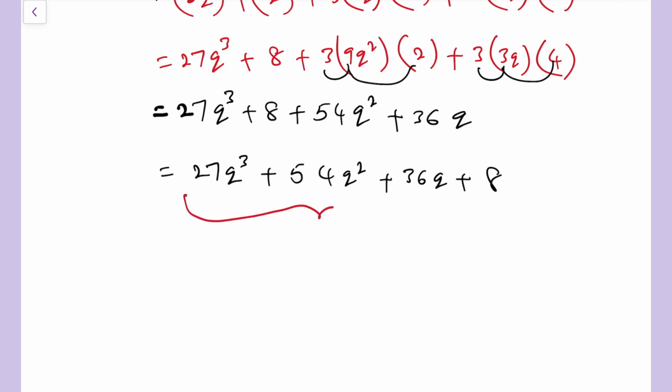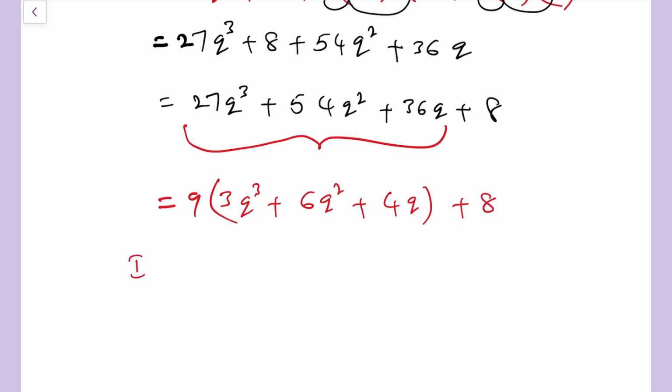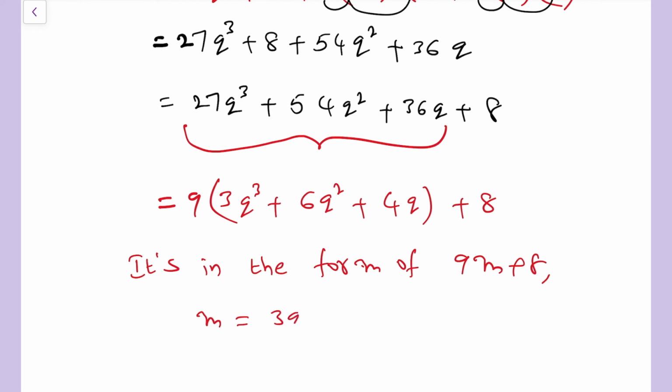Now from the first, second and third terms I will take out 9 common. So we will remain with 9 3s are 27q cube as it is plus 9 6s are 54q square as it is plus 9 4s are 36q as it is plus 8 finally again at the end only. So now it is in the form of 9m plus 8, where m equals what is there in the bracket, that total we need to write, 3q cube plus 6q square plus 4q.